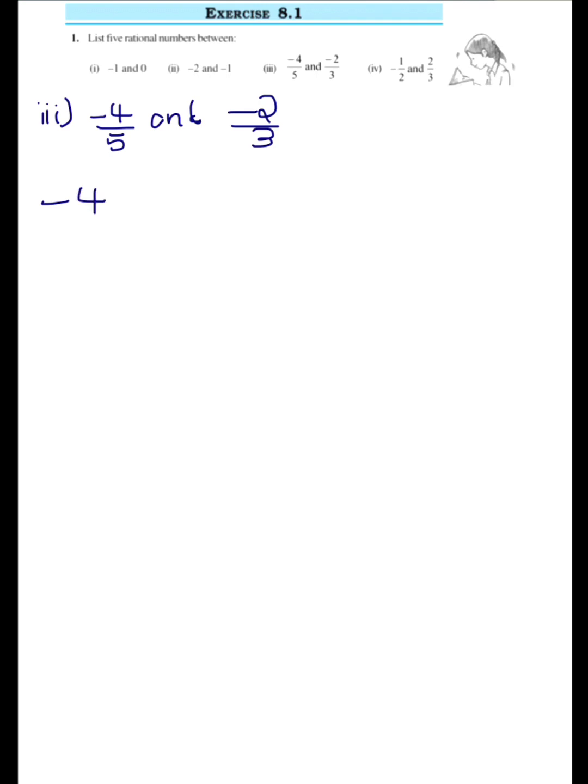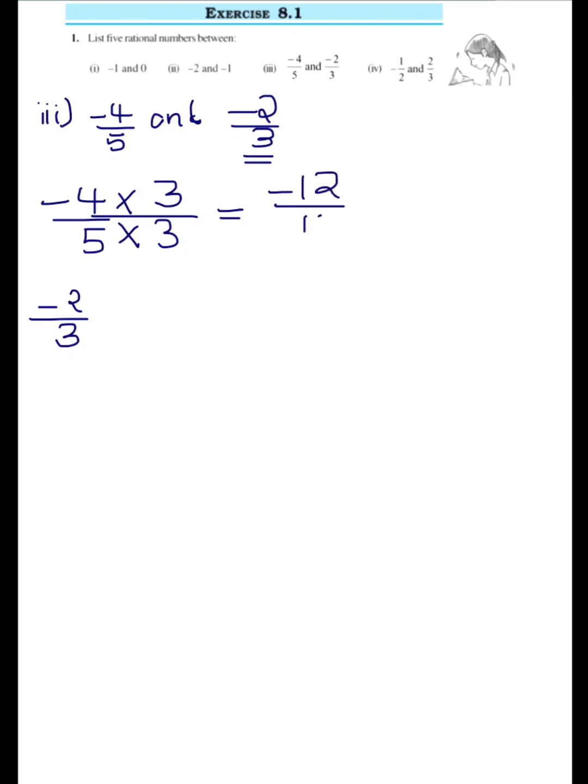That is minus 4 by 5, its denominator is 5. But minus 2 by 3, its denominator is 3. So in order to make them the same, you have to multiply this with the denominator of the second, that is 3. Since you are multiplying the denominator, you have to multiply the numerator also. So what will you get? Minus 4 into 3 is minus 12 and 5 into 3 is 15.